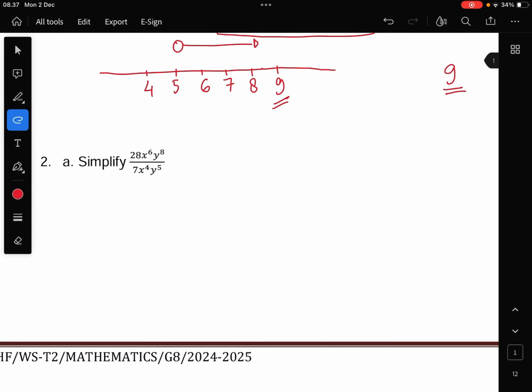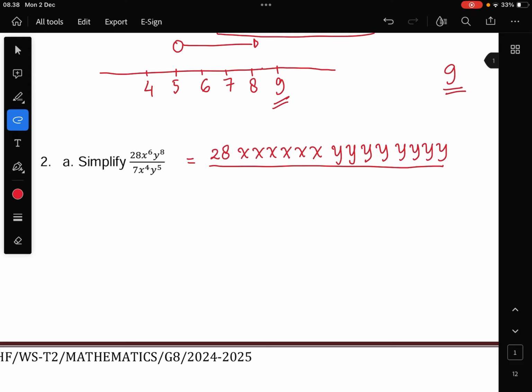Number 2, you need to simplify this. If we have this kind of question with powers, it means you will have 28 x multiplied 6 times, and y also 8 times. If you already know how to do that, actually you don't need to list it down like this, but I'm using this because I'm a teacher, so I need to do it step by step so all of my students understand how to do it.